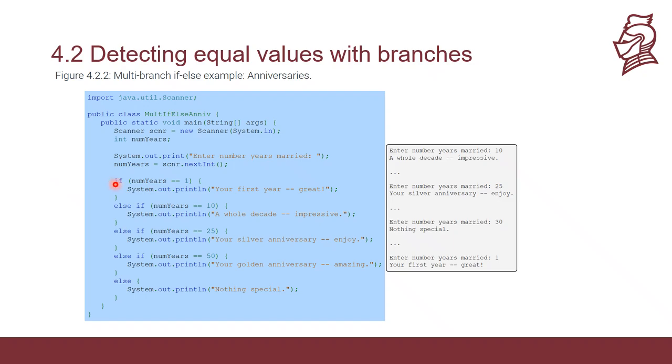If you've been married 1 year, print your first year, great. Else, if num years equals 10, print a whole decade, impressive. And you'll notice that only one of these will execute. If this one is true, if num years equals 25, then you just jump to the end, right? If the first one is true, you just jump to the end. Else means you only do this if this isn't true.